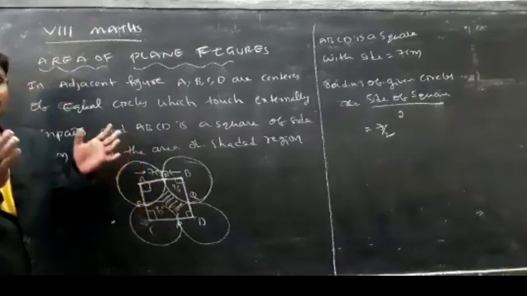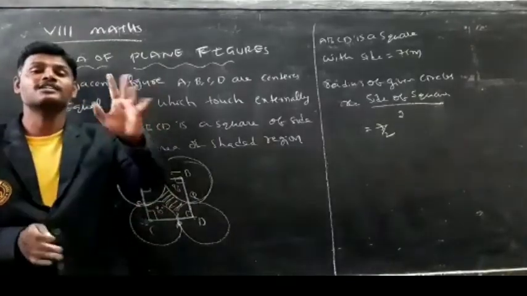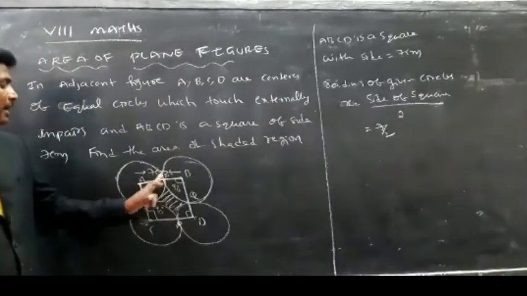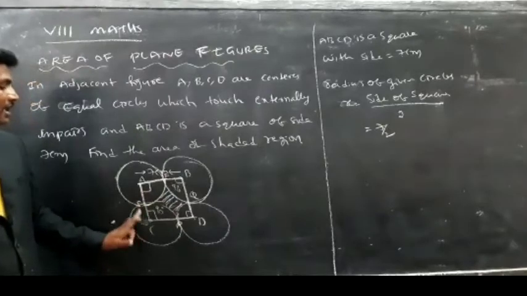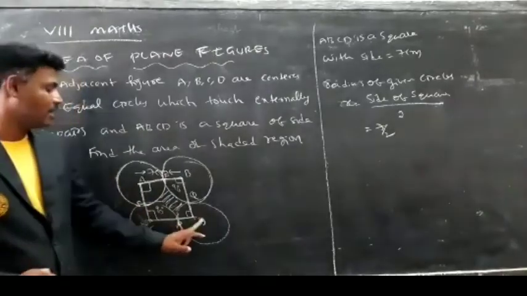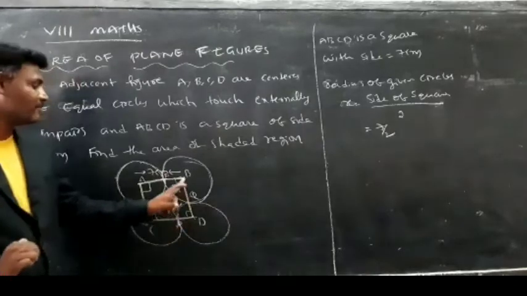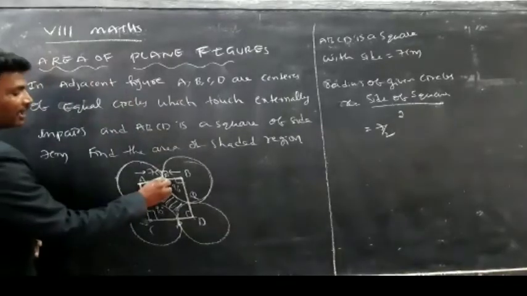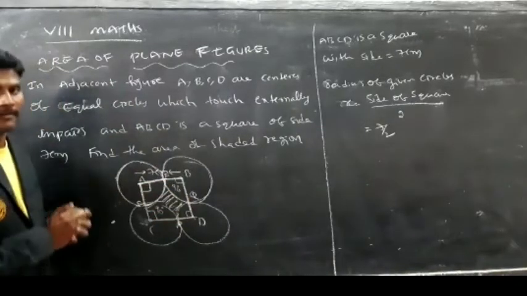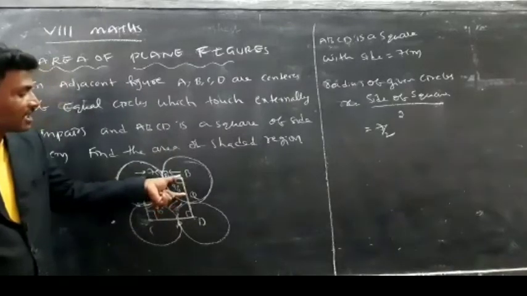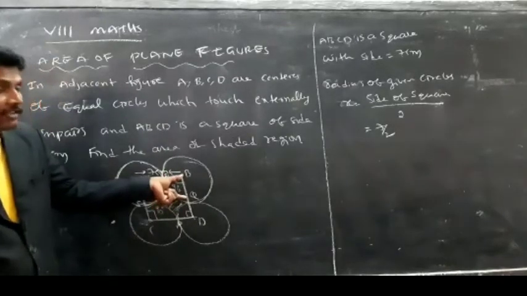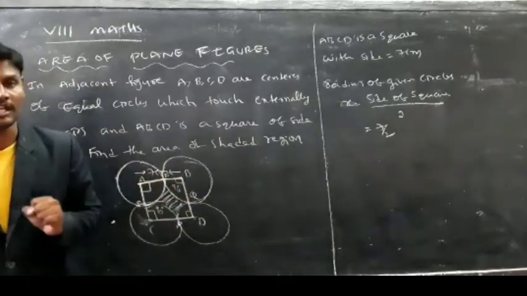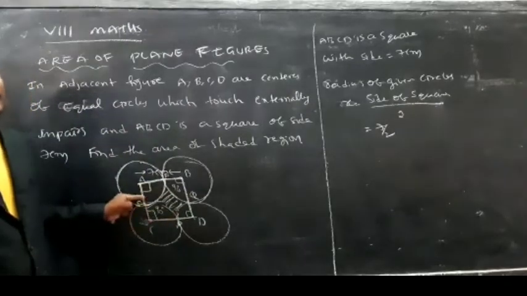So by joining the centers of the circles, four sectors are formed. ABCD is a square, and APS is a sector, CSR is also a sector, DRQ is also a sector, BPQ is also a sector with angle 90 degrees. And the areas of these four sectors are the same. Why? Because the radius of this circle, this circle, this circle and this one, all are equal. The radius is not changing, so the area of all four sectors is the same.